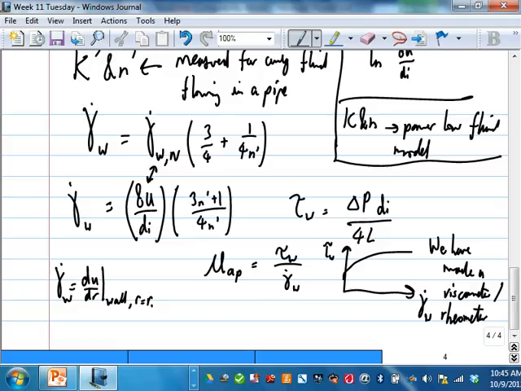Alright? So the only complicated part is getting this one here. That's the difficult part of this whole thing. The other things all look quite easy.